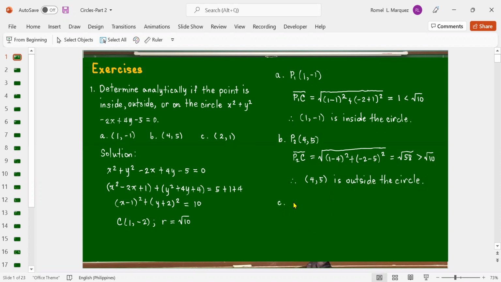Okay, what about letter C? Let's call it P3, and the point is (2, 1). Getting the distance of P3 from the center, we have square root of (1 minus 2) quantity squared plus (negative 2 minus 1) quantity squared, and this is equal to square root of, the radicand is 1 plus 9, so it's square root of 10. And this is equal to the radius. So we say that the point (2, 1) is on the circle. Get it, guys? Okay, so let's have number 2.